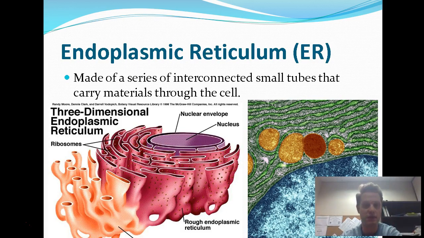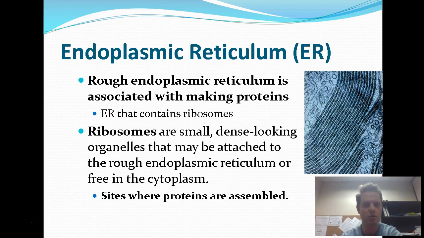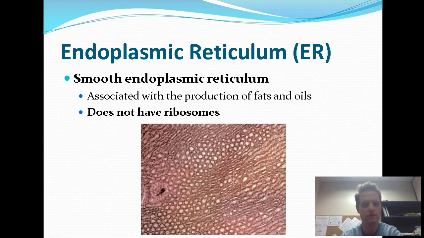The endoplasmic reticulum is made up of a series of interconnected small tubes and carries materials throughout the cells. You can think of these as the highways of the cell. There's rough endoplasmic reticulum, which has ribosomes on it, and ribosomes are small, dense organelles whose job is to make proteins, and it's where the proteins are assembled. So you have two types of endoplasmic reticulum. You have smooth, which is associated with making the fats and oils in our bodies. It doesn't have ribosomes, and that's it.